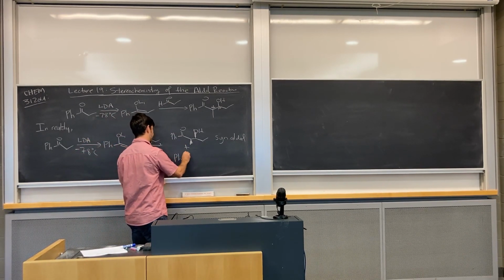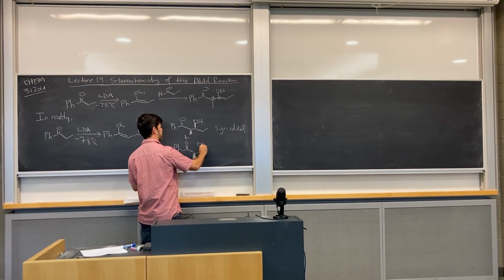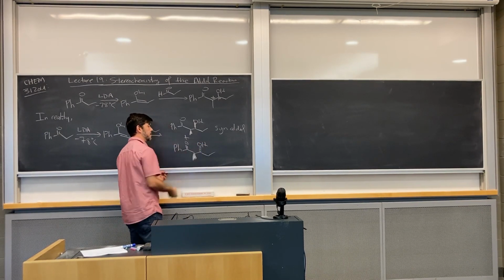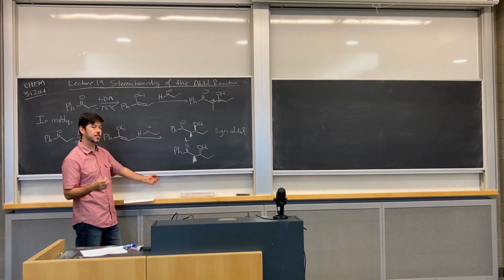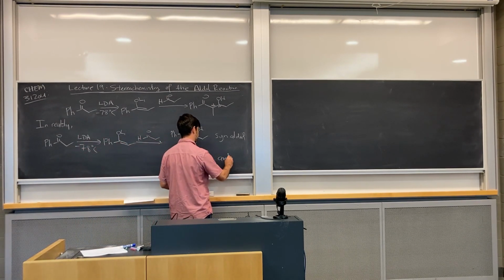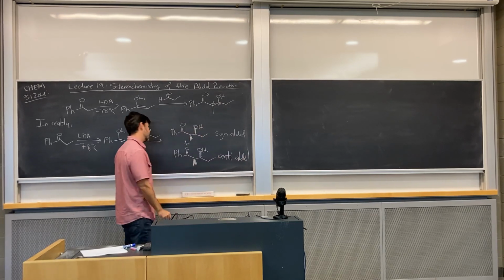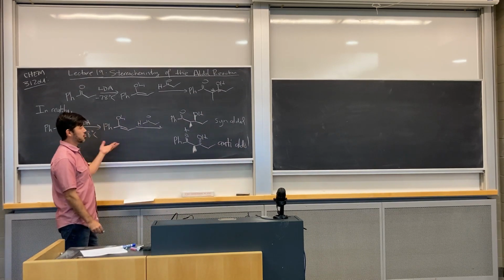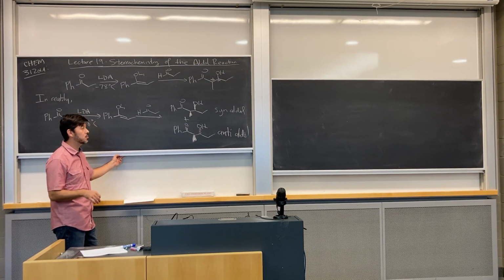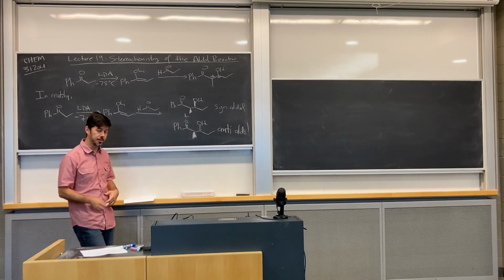Plus, we generate the other stereoisomer, where you have both of these groups on the opposite side. So we call this the Anti-Aldol product. And doing this reaction, we really can't tell which one will be the major product. But there must be a way for us to do that. So let's take a closer look.